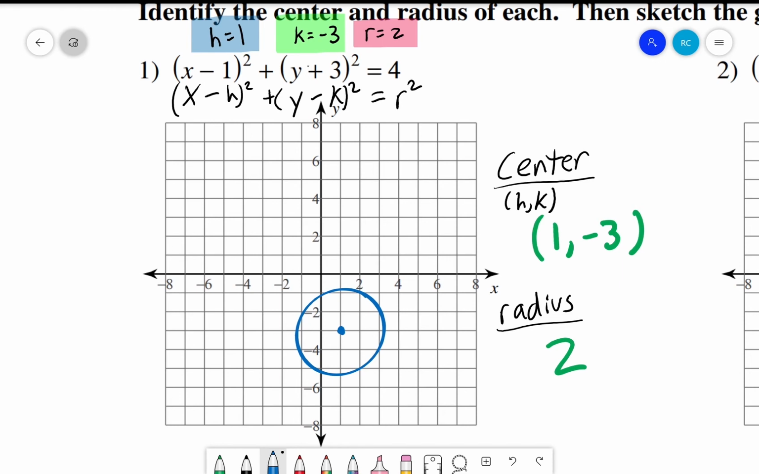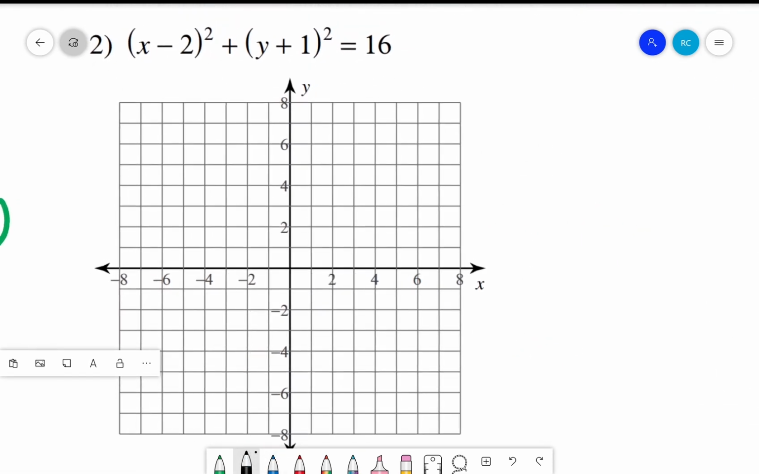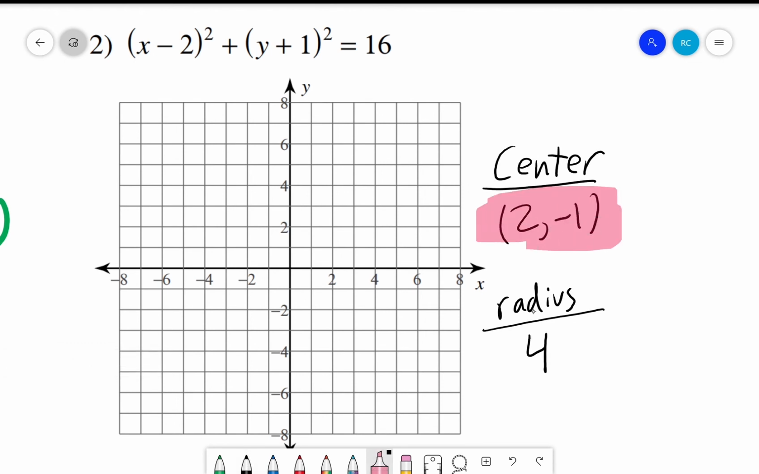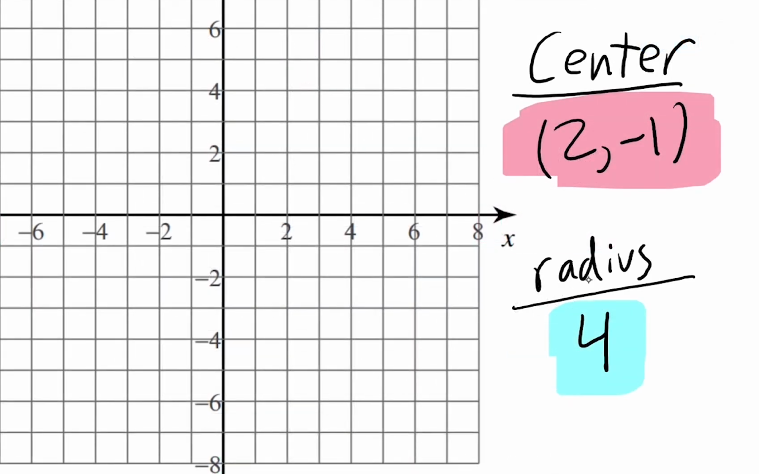All right, let's take a look at number 2. The equation for number 2 is x minus 2 squared plus y plus 1 squared equals 16. The center is 2, negative 1, and the radius is 4. I told you it would start going faster. There's the center. There's our circle. Again, more or less.